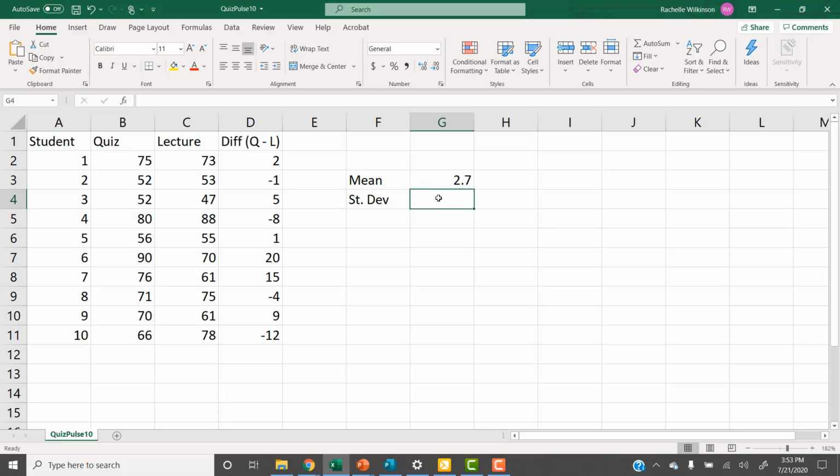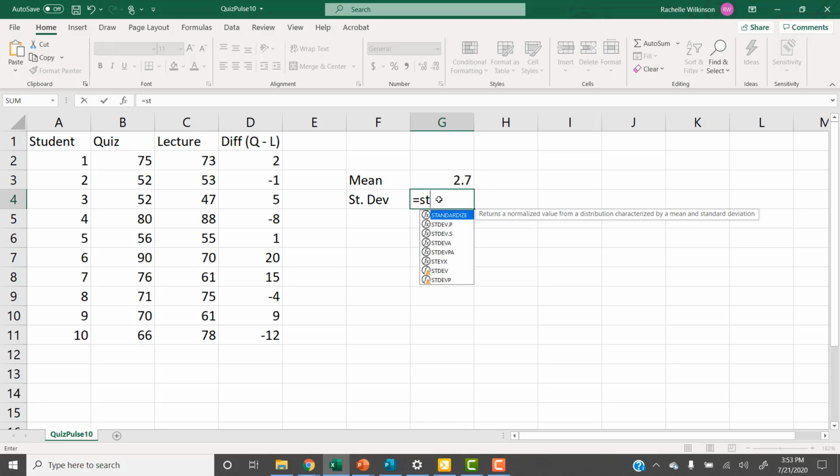Now we're going to find the standard deviation of the differences. So I'm going to hit equals again, and then I'm going to start typing in standard deviation. Notice there's a lot of options for standard deviation here. I want to choose the one that says for a sample, which is this STDEV.S here, okay?